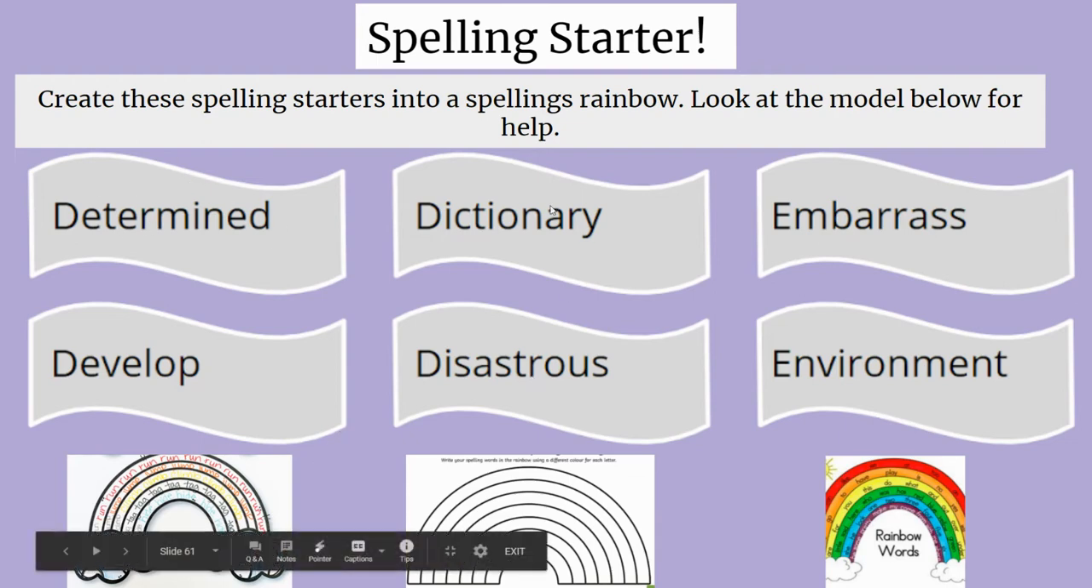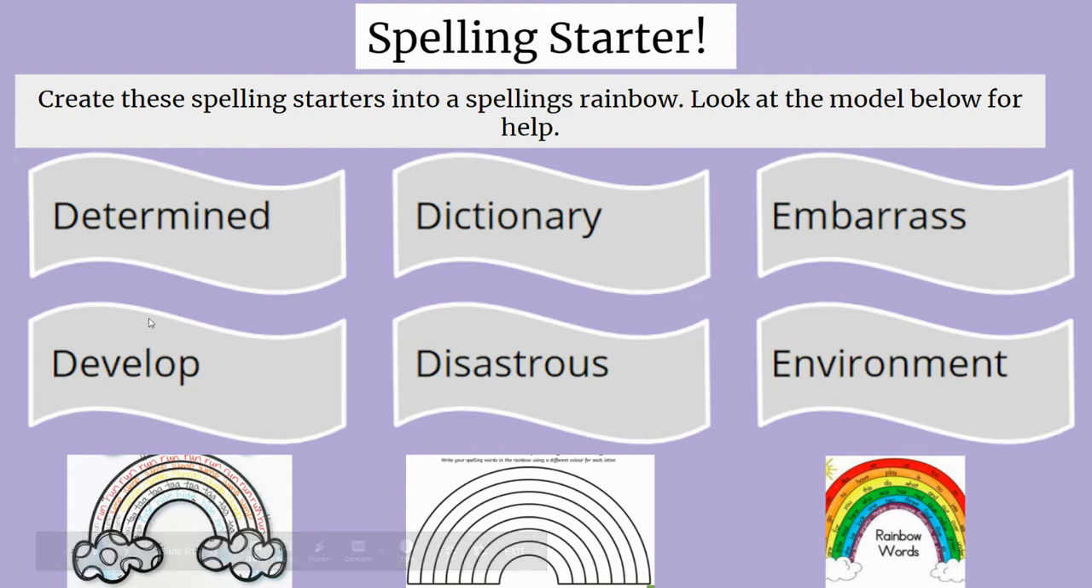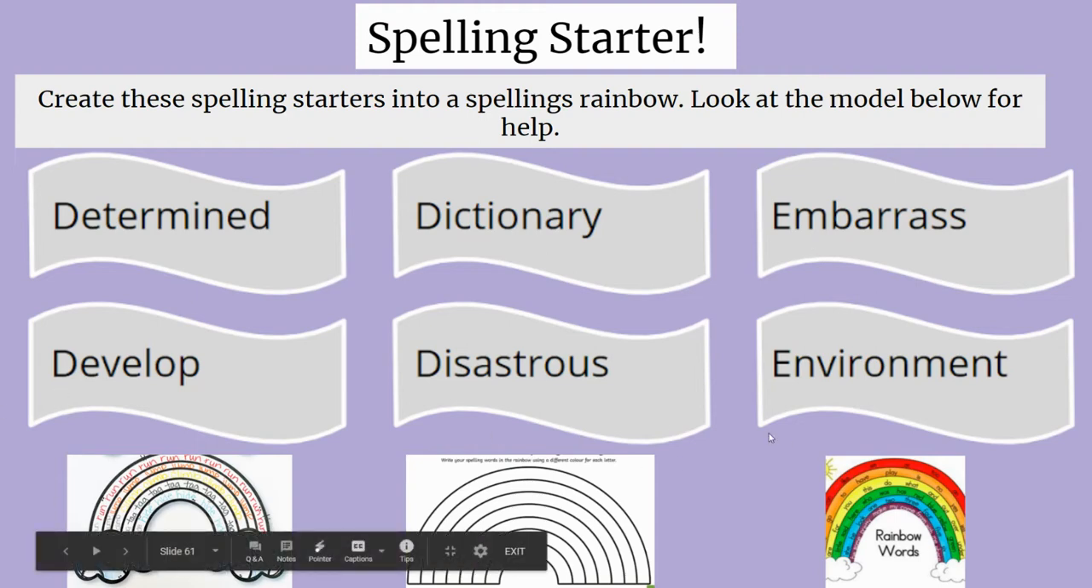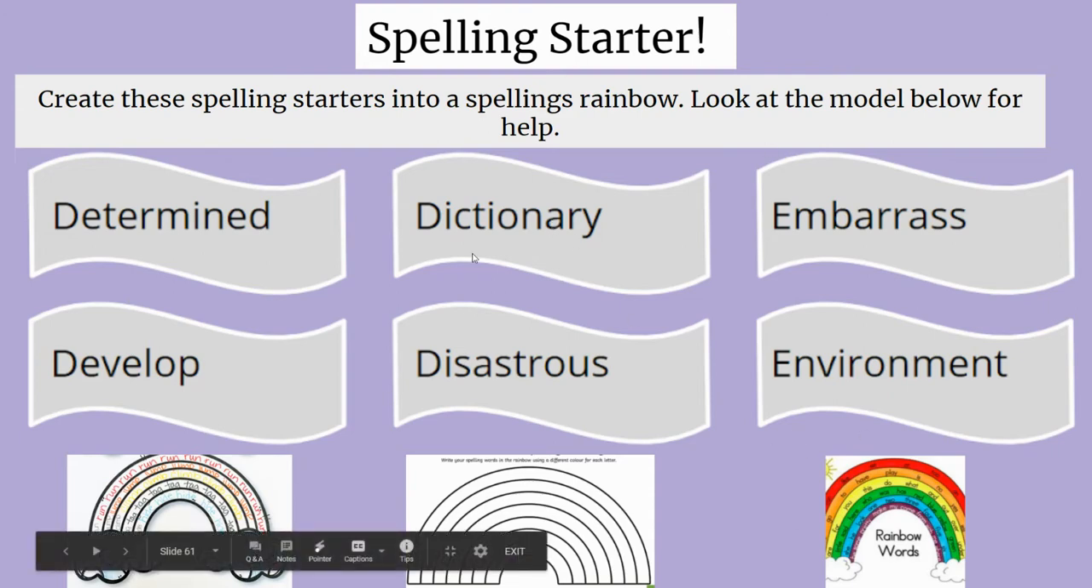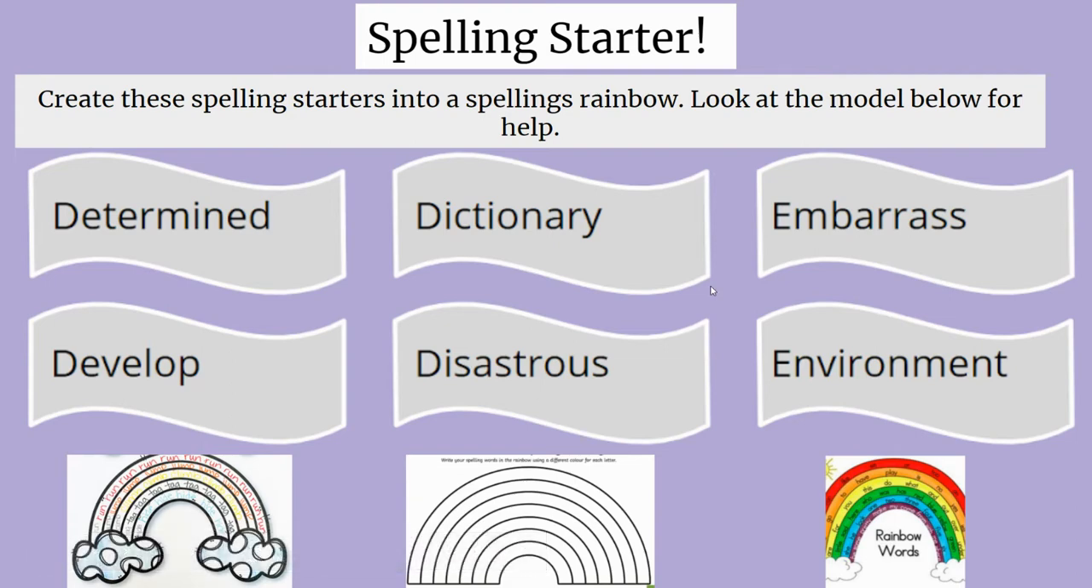You've got determined, dictionary, embarrass, develop, disastrous, and environment. Just like all the others, if you're not sure about their meaning, like your new wow words on this part of the site, don't forget, ladies and gentlemen, to look them up in a dictionary and then put them into your own sentences. It's always vital that if you're doing something like this, you know what each of these words mean. And these words, you should know how to spell them all by the end of Year 6. So pause this video, this teaching and learning video, and come back to me once you've done your spelling starter. Good luck.